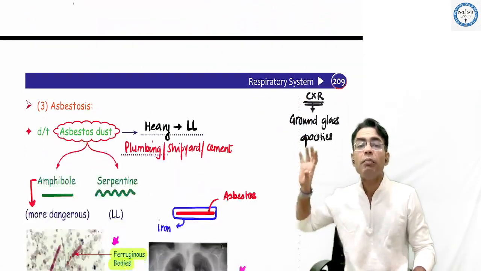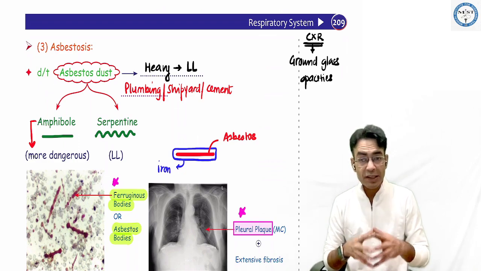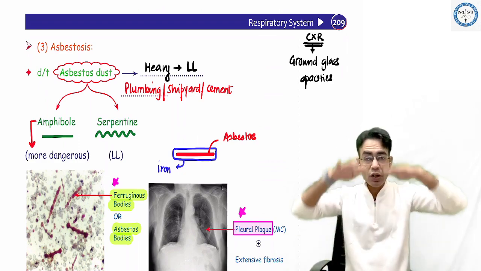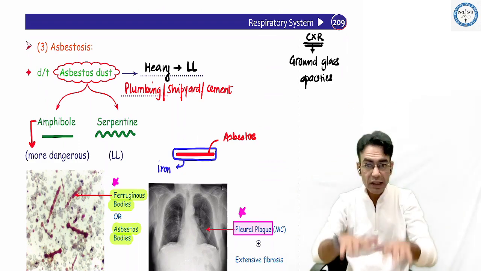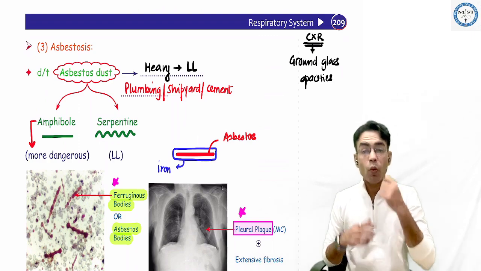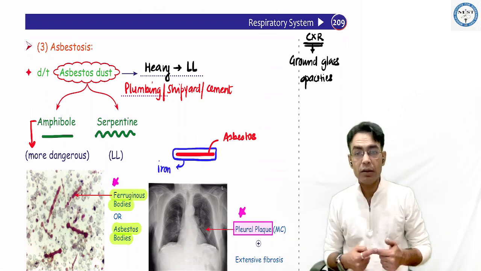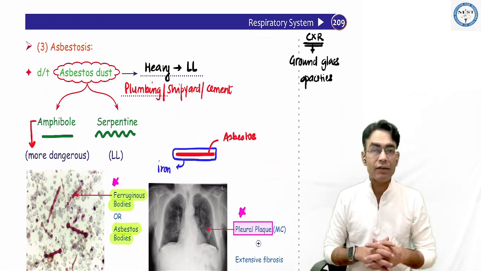Asbestosis has come the most amount of times in your exam. Now, asbestosis is due to asbestos dust, which is a little heavy dust, so it will be involving the lower lobe because it will settle down. And you see asbestos body in the sputum. What are these asbestos bodies? Asbestos dust lined by iron. They are also called ferruginous bodies.